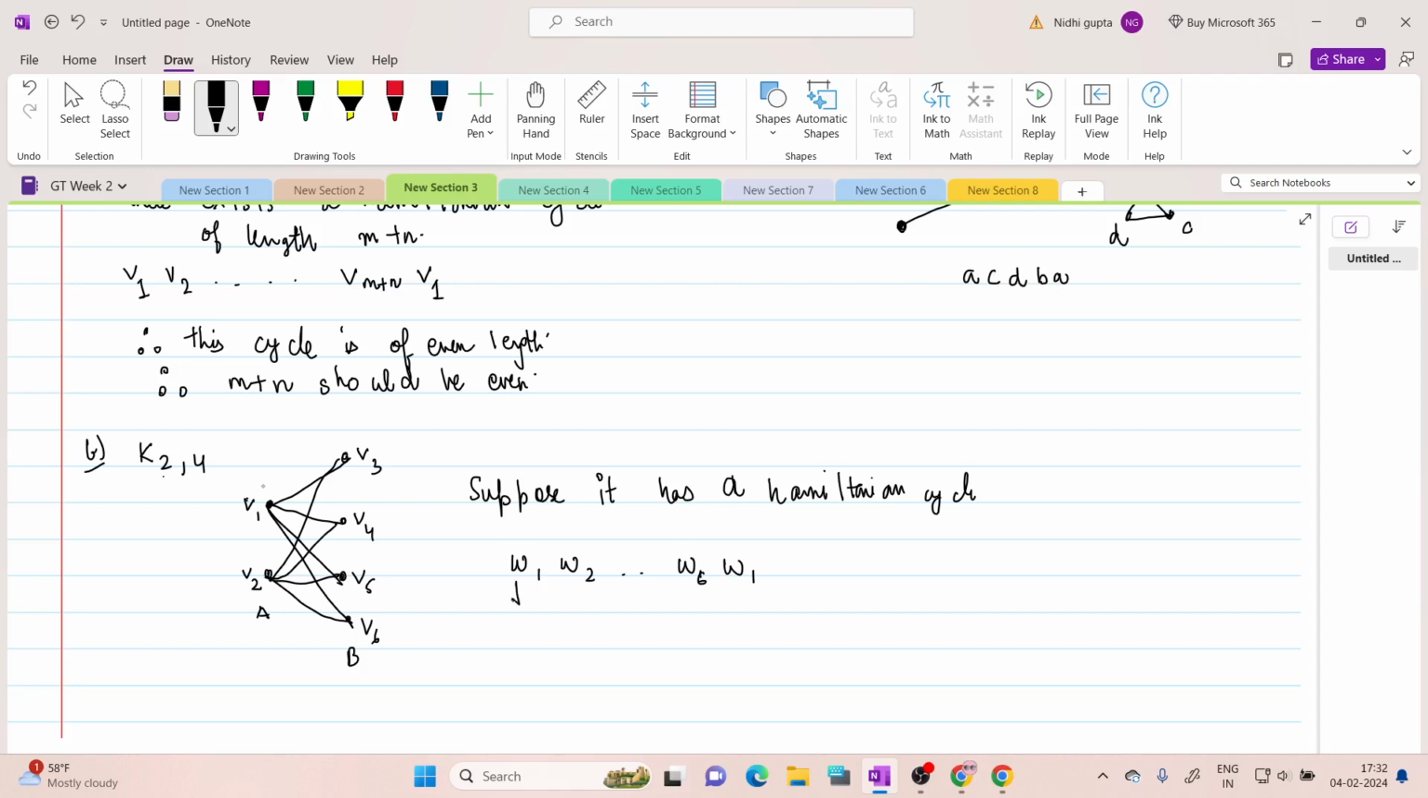Now, suppose W1 belongs to A. So what can we say about W2? Where should W2 belong, A or B? B. What about W3? A. So basically we see that the odd ones, W1, W3, W5, should belong to A. And in a cycle, we are not allowed to repeat the vertices. But we see that A has only 2 vertices. Therefore, we cannot have a Hamiltonian cycle in this graph.